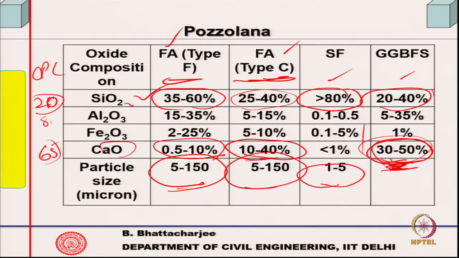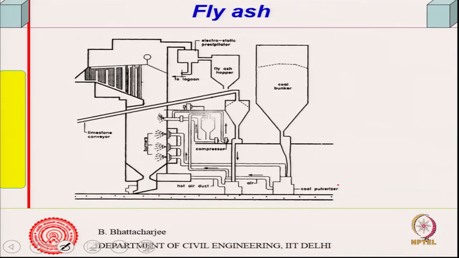Some more comparison we will have quickly. This is how fly ash is produced, a schematic diagram, right. Coal bunker, this is coal pulverizer, where crushed fine powder is made, and then hot air, and then this is hot air duct, etc. And then essentially the burning occurs somewhere here, and then the flue gases go, this is ESP, the electrostatic precipitator, where it is collected.